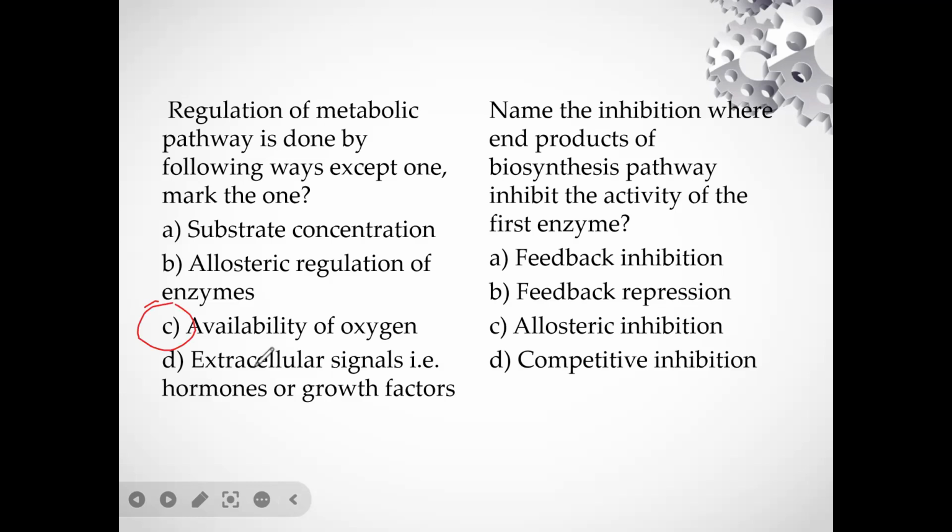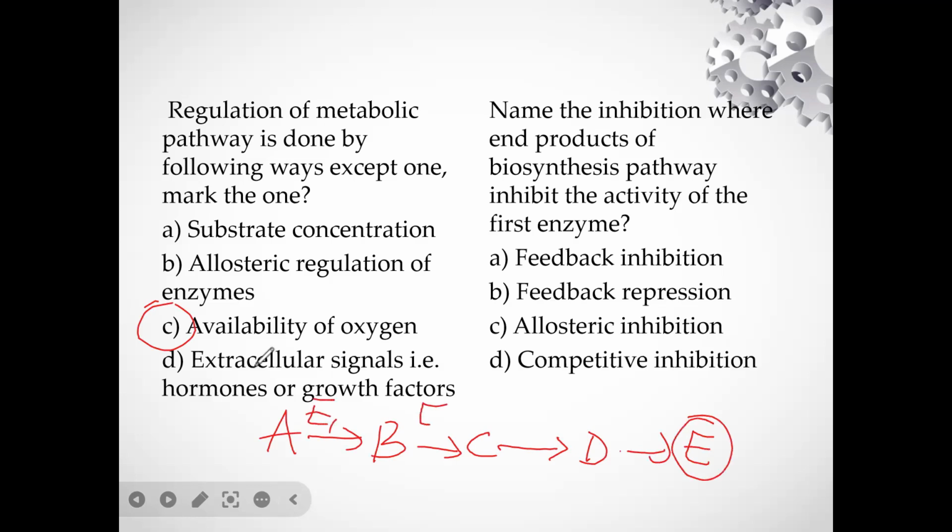Next, the inhibition where the end product of a biosynthetic pathway inhibits the activity of the first enzyme. Generally in a pathway, we can have multiple substrates: A will be converted to B, then B will be converted to C, then C to D, then E. So E is the final product. In each of these steps, there is an enzyme: enzyme 1, enzyme 2, enzyme 3, enzyme 4. When the end product of the metabolic pathway inhibits the activity of the first enzyme in the pathway, it is called feedback inhibition.